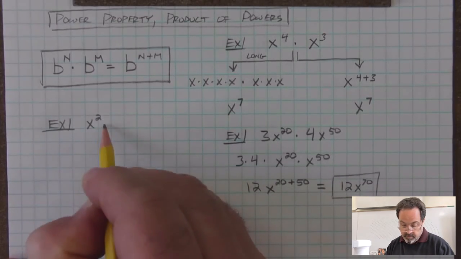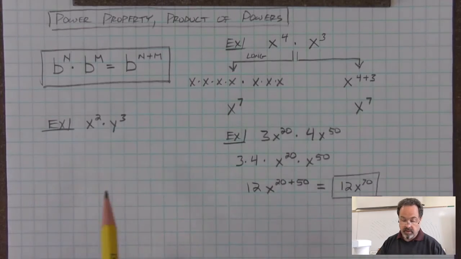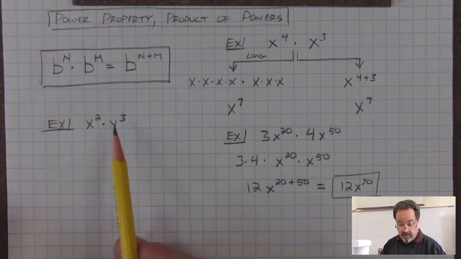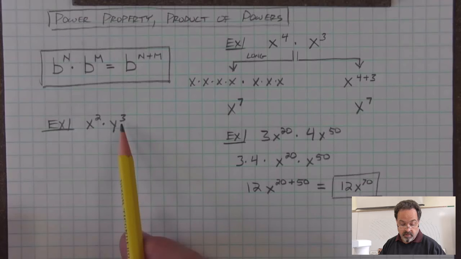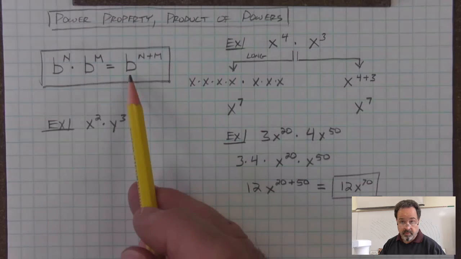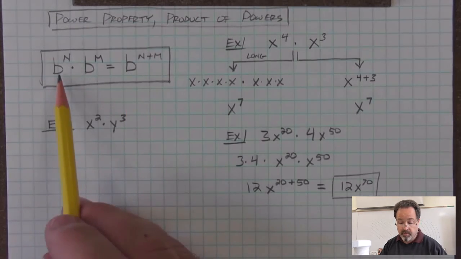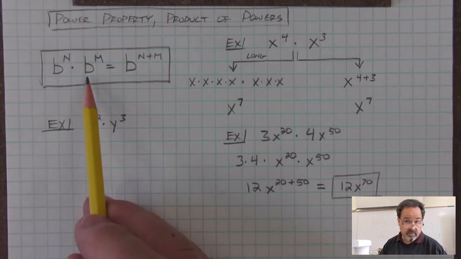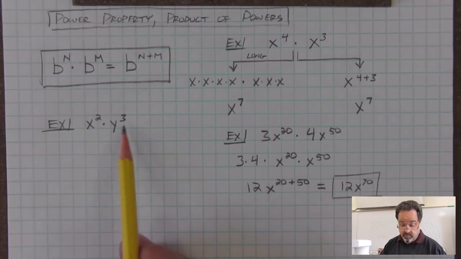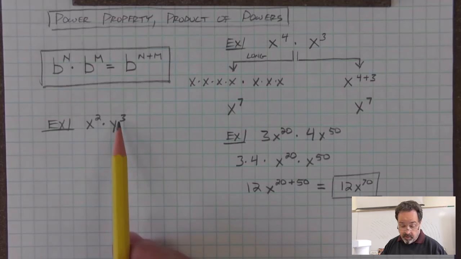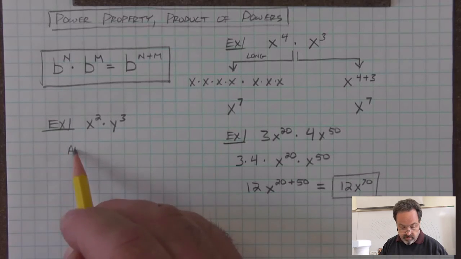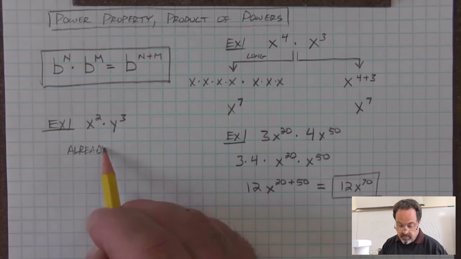X squared times y cubed. This is a product. We have two powers, x to the second and y to the third. How do we simplify this? We can't use this property because this property requires the bases of the powers to be the same. These two powers have different bases. One is x, one is y. So we cannot use the property. We can't combine these powers. We can't simplify it anymore. We could say it's already simplified.